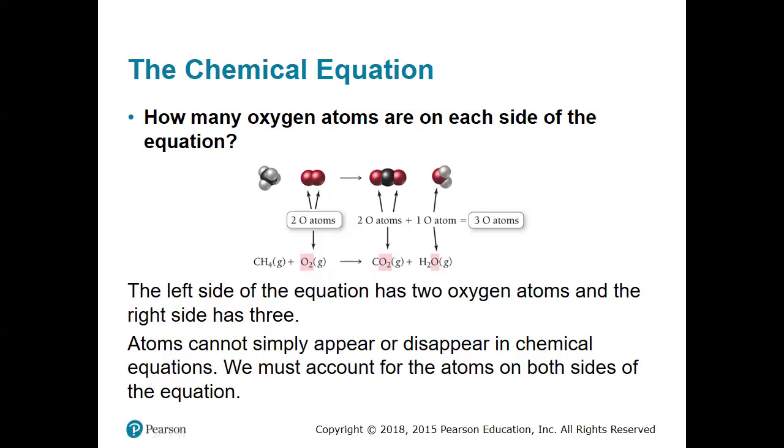But one of the things that I'm going to point out here that is problematic is, well, hold on. I've got 1 carbon on each side, so that makes sense. I've got 4 hydrogens in this methane, but I only have 2 hydrogens in this water molecule. That doesn't seem right. And I've got 2 oxygen atoms in this oxygen molecule. If I look at my products, I see 3 oxygen atoms overall.